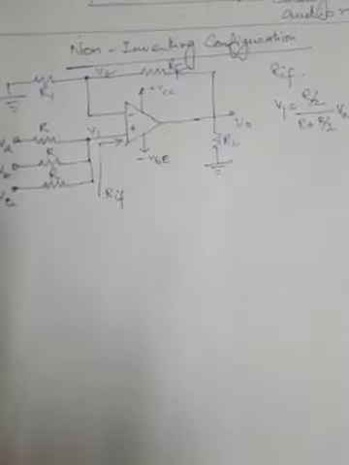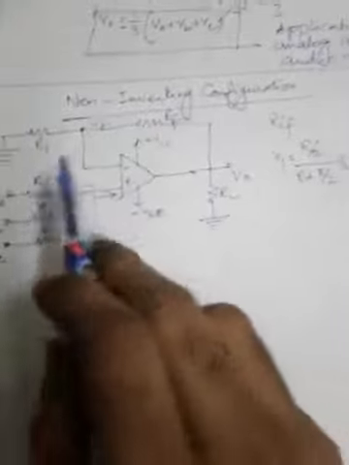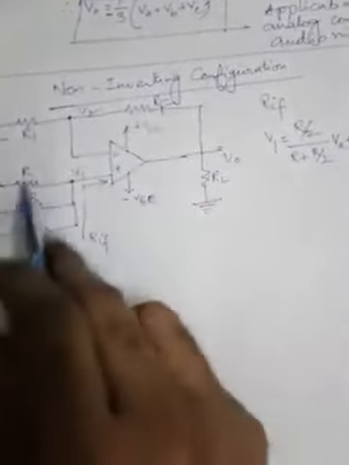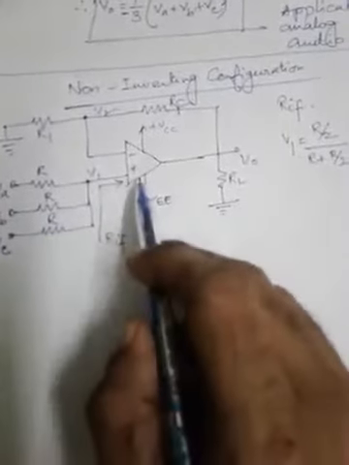Hello students, in this lecture we will be discussing the non-inverting configuration of the summing amplifier. So, this circuit can be designed by proper selection of R1 and RF, and since all the inputs in combined way are applied to the non-inverting input of the op-amp, this is working in non-inverting configuration.